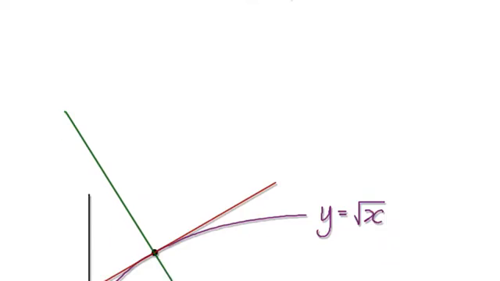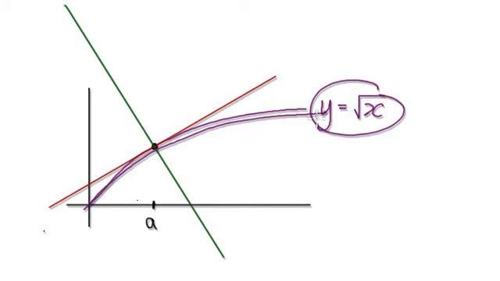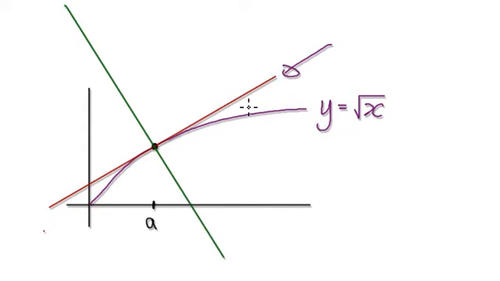Okay, let's give you guys some practice. So here you've got a graph of y equals square root of x. I want you to somehow come up with the equation for this tangent line and come up with the equation for this normal line. So this is 90 degrees. Okay, so press pause and have a go.